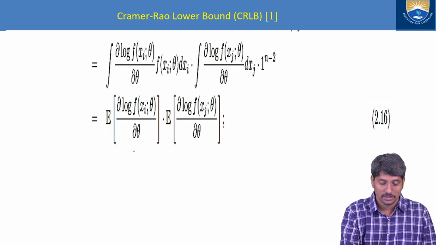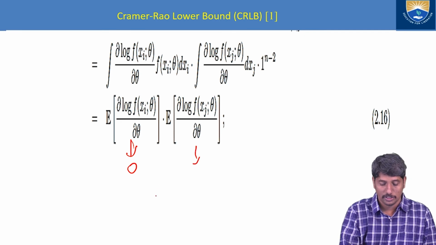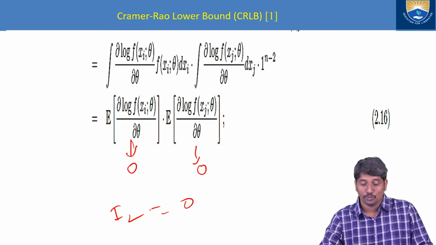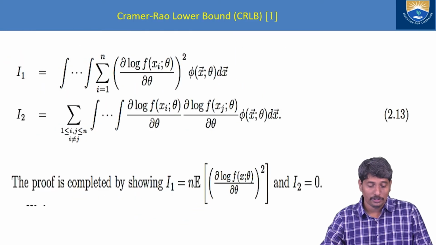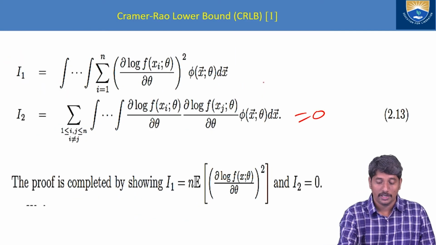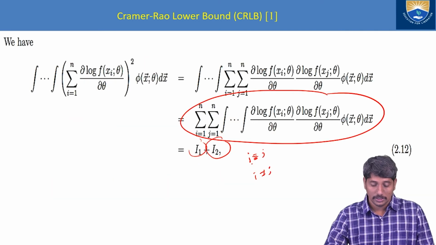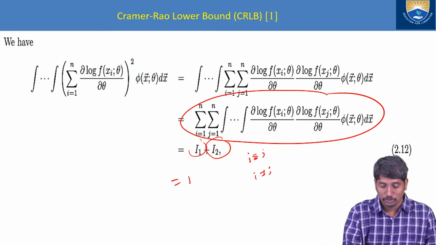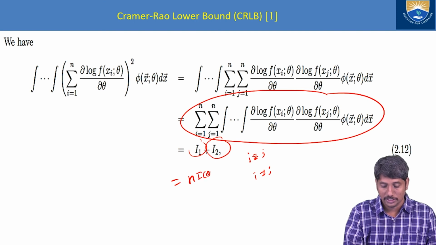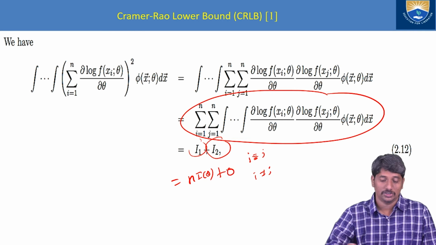By using this, this will be 0 and this will be 0 and the product will be 0. That means I2 will be 0. So what we have proved is that I2 is 0 and I1 is this number. By using that, we came to know that this is n into the information of theta, that is Fisher's information, and then this is 0.